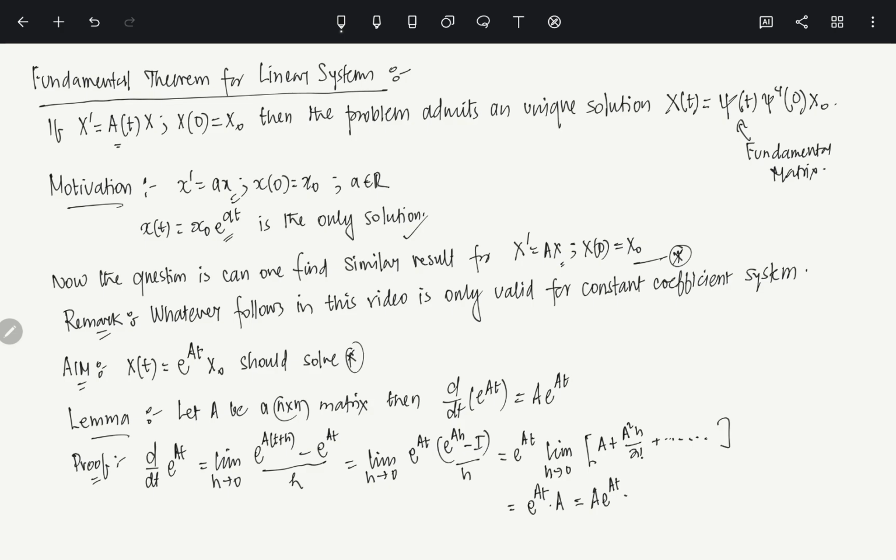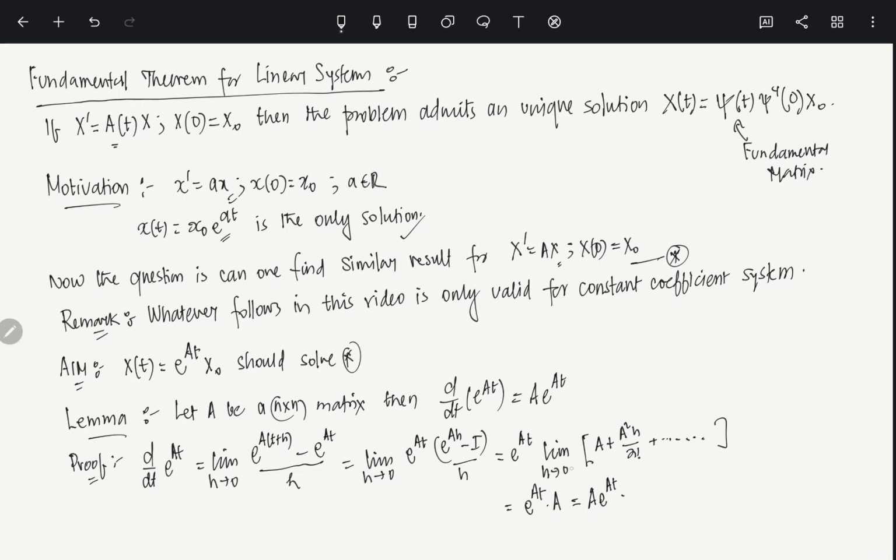I did miss something, no? I have to miss something. Limit h tends to 0. What is the k? Okay, fine. Yeah, this is okay. So, right.